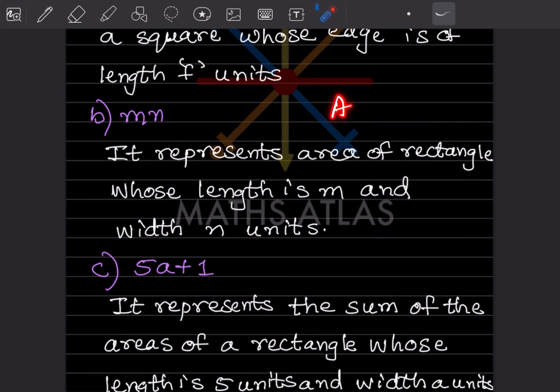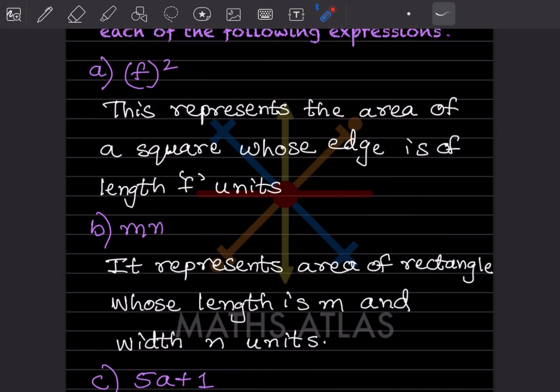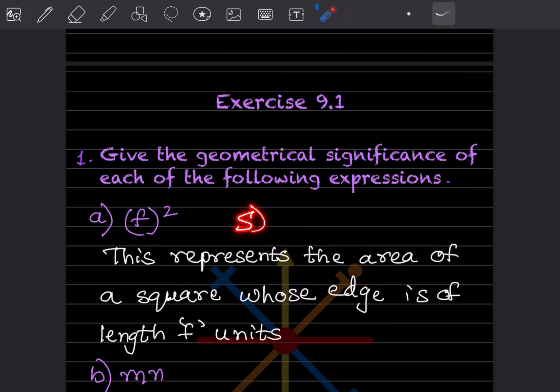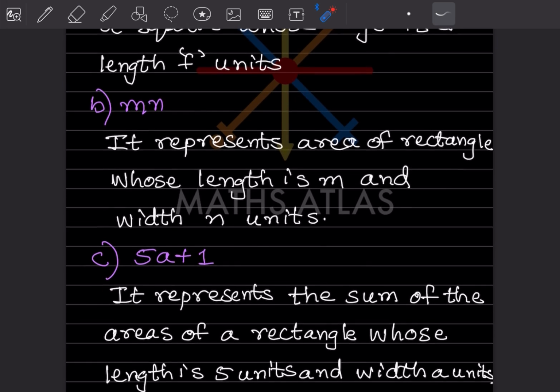Because the area of this will be length into breadth. So this is written as m, and any variable can be used. So we can say the length is m and the width is n units. It represents the area of the rectangle. Also, the area of a square is side square, and in place of the side we can write any variable.